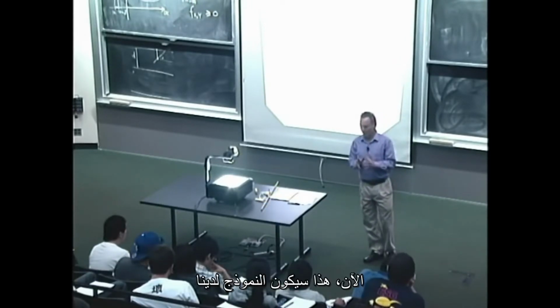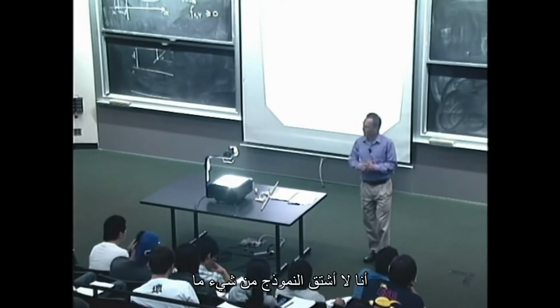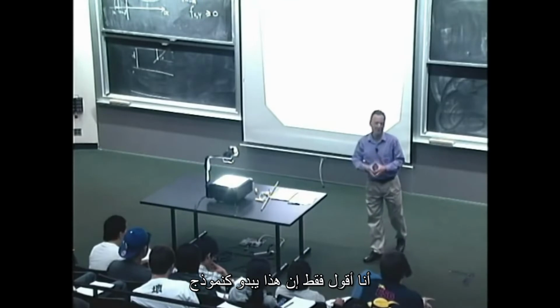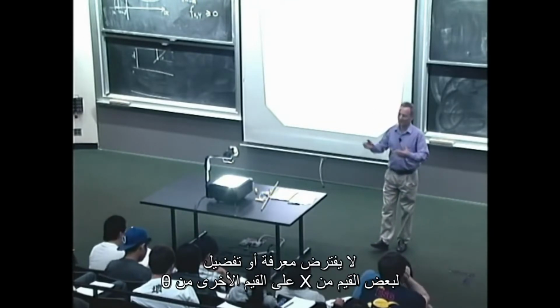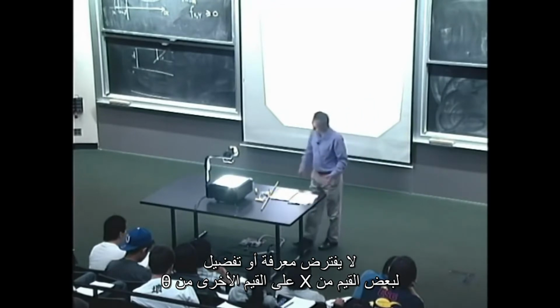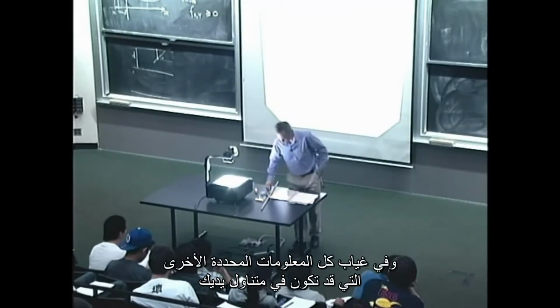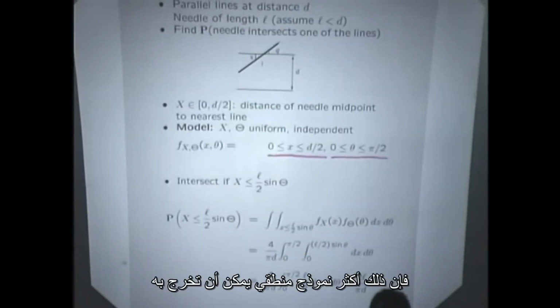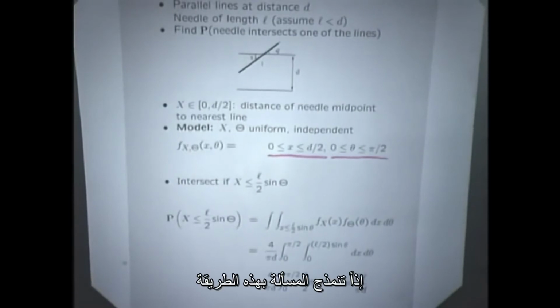Now, this is going to be our model. I'm not deriving the model from anything. I'm only saying that this sounds like a model that does not assume any knowledge or preference for certain values of x rather than other values of theta. In the absence of any other particular information you might have in your hands, that's the most reasonable model to come up with. So you model the problem that way.